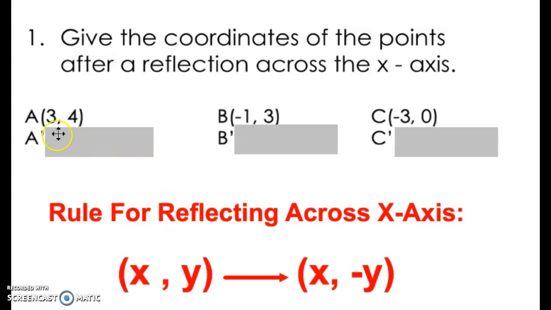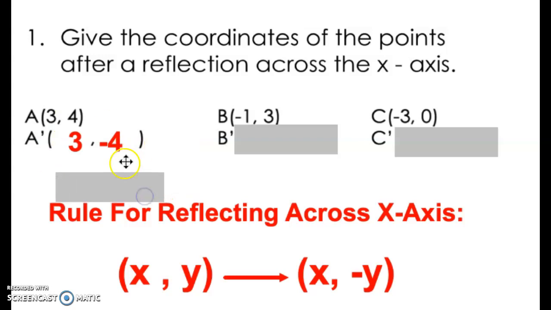So here, if our original point A is located at 3, 4, we're going to use this rule to reflect it across the x-axis. There's no change to the x-coordinate, so our new x-coordinate of point A prime is just going to be 3. And then we take the opposite of the y-coordinate. So our ordered pair for point A prime is 3, negative 4. Now we're going to do the same thing for points B and C.